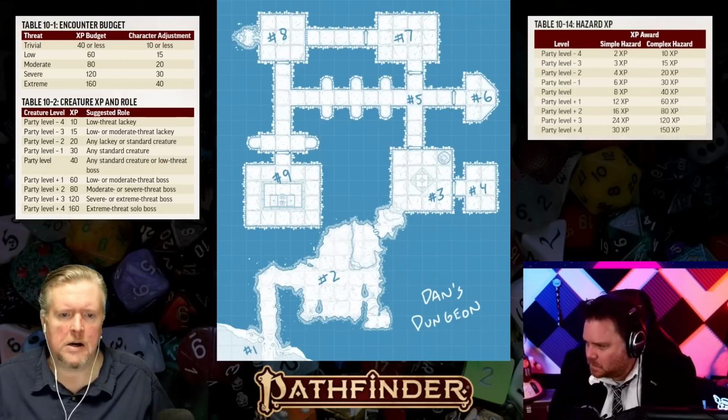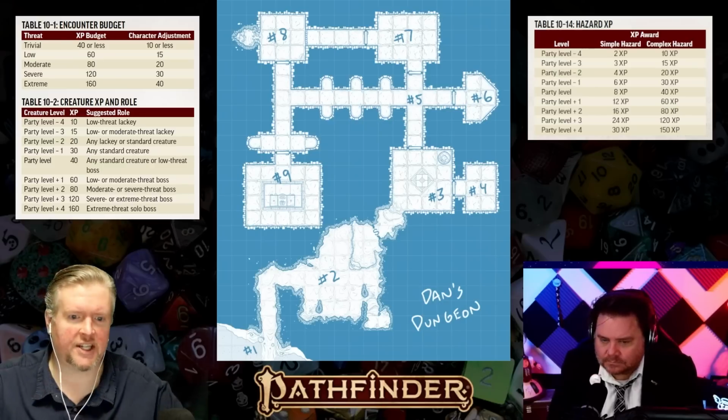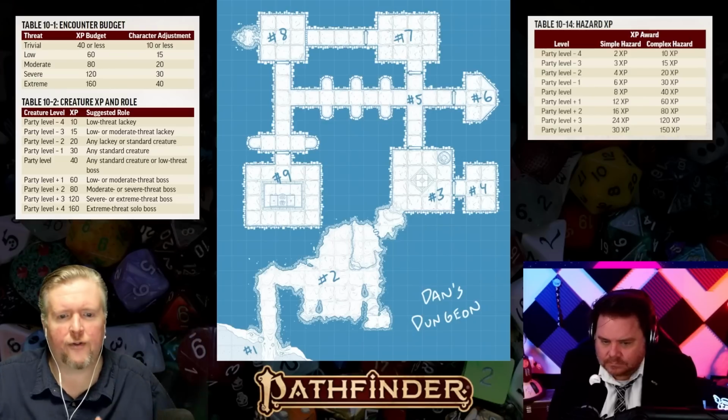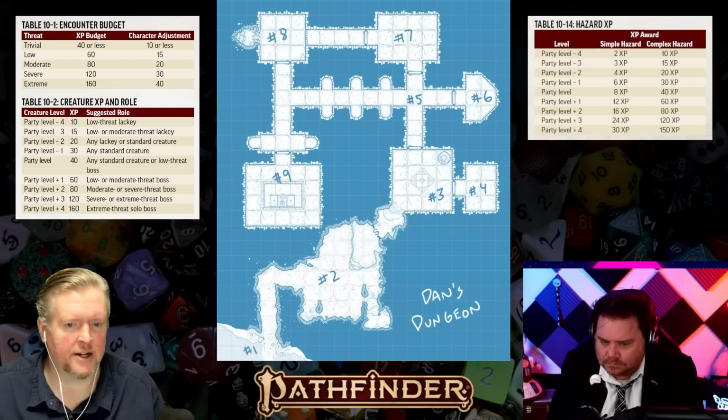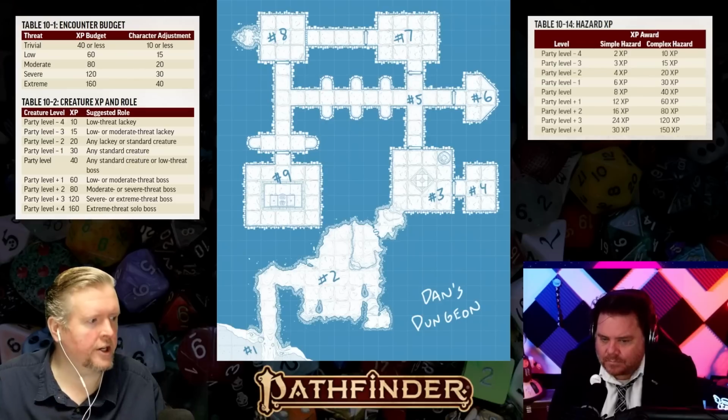Now, when filling out a dungeon like this, I don't recommend that you take traps and just scatter them around willy-nilly. Frankly, it slows up the game. The moment the players encounter a trap on a random door, they're going to check for traps every 5 feet. They're just going to slowly crawl through the dungeon.